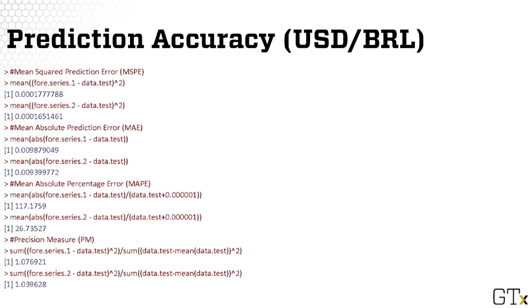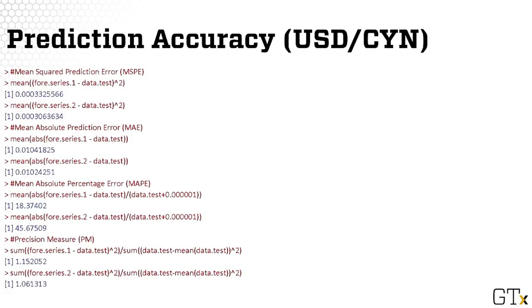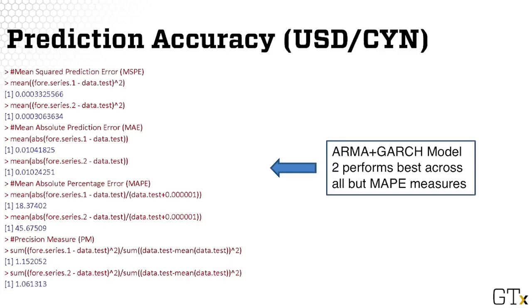These are the prediction accuracy measures for the mean prediction for the Brazilian real USD dollar currency exchange. Similar results are noted as for the Euro USD currency, although the prediction accuracy is slightly worse for the Brazilian real currency than for Euro. These are the prediction accuracy measures for the mean prediction for the Chinese yuan USD currency exchange. Again, similar results are noted, but the prediction accuracy is slightly worse than for the other two currencies.